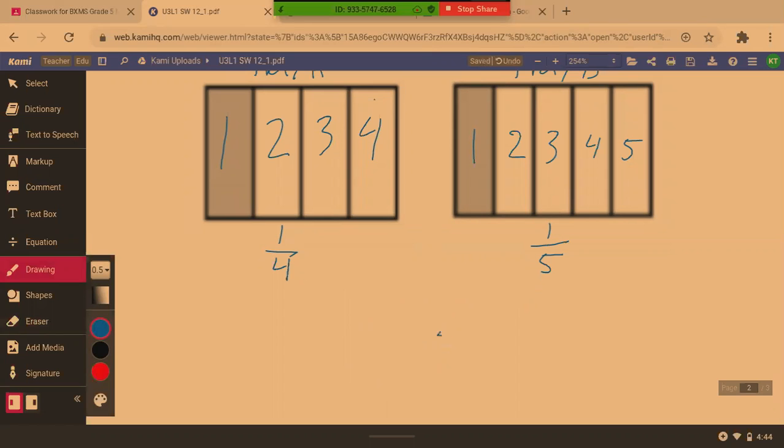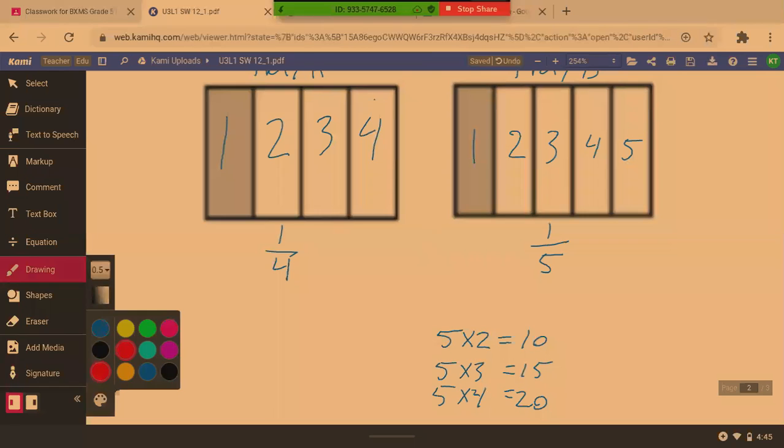Okay, so let's start just going through the multiplication chart. 5 times 2 equals 10. 5 times 3 equals 15. 5 times 4 equals 20. So now let's check, does 4 go into any of these? Does 4 evenly go into 10? No. Does 4 evenly go into 15? No. Does 4 go evenly into 20? It does. It goes in 5 times.